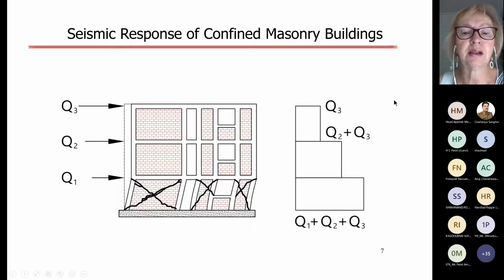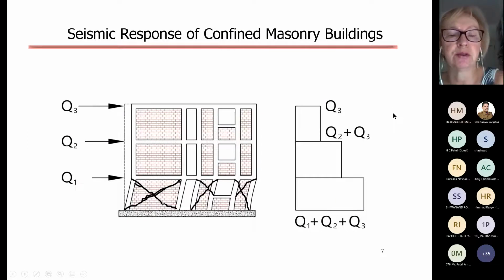So in multi-story confined masonry buildings, I believe in the first lecture we also talked a little bit about that, and you saw some examples of performance of multi-story buildings in the lecture by Professor Juan Jose, who showed some illustrations from shake table tests. Now we'll see some more.